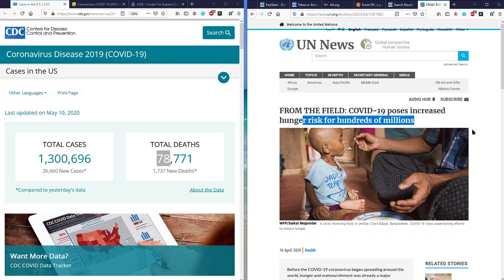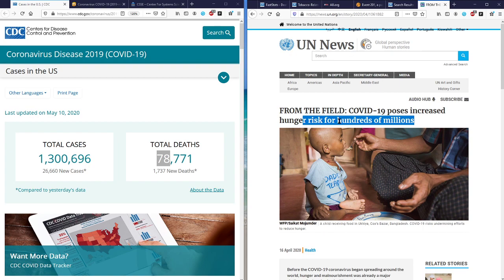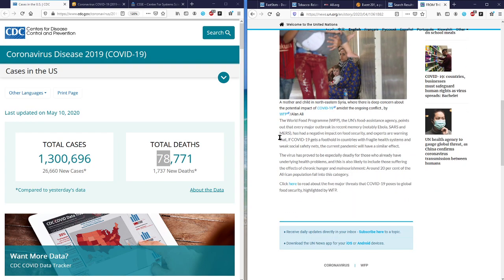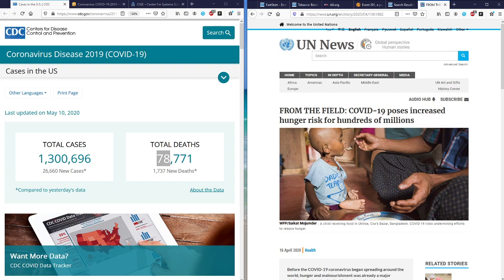Increased hunger for hundreds of millions, right? So according to this, there's going to be hundreds of millions more. A warning that countries with fragile health systems and weak societies will have similar effects. So now this is really sad. This is sad, but this is really sad too, just looking at that.